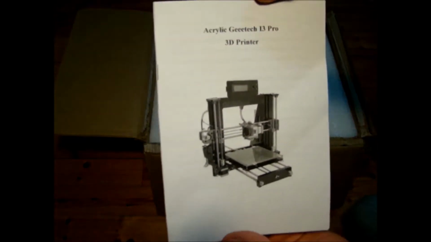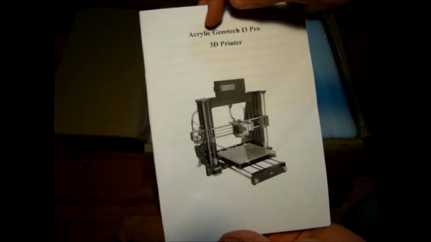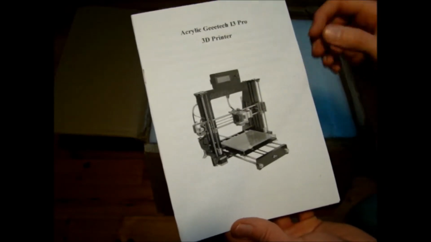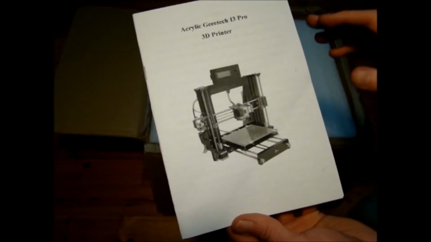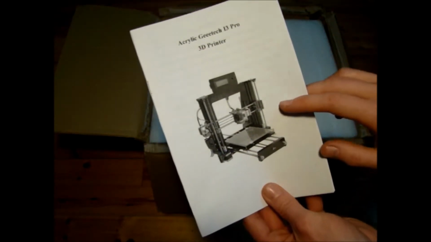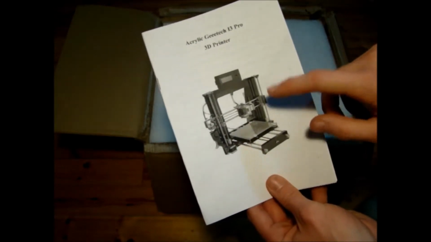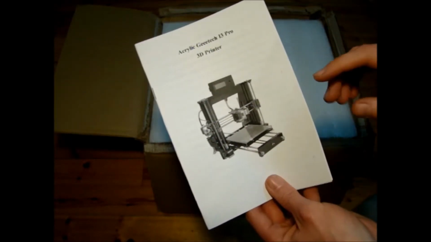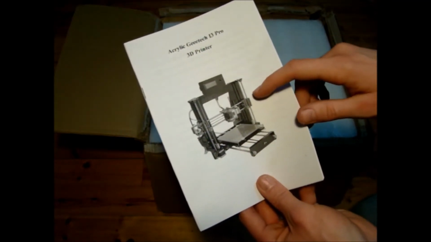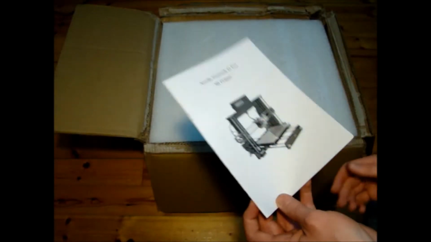So this is what it's going to ultimately look like. Well, they call it a Geeetech i3 Pro, but it's basically a rep-rap Prusa i3. You might have heard of the rep-rap printers before. They're the type of printer where some of the parts are 3D printed. By doing that you kind of make self-replicating printers. So you get your printer and then you can print parts to make another printer, and so on and so forth. That was the idea of them.